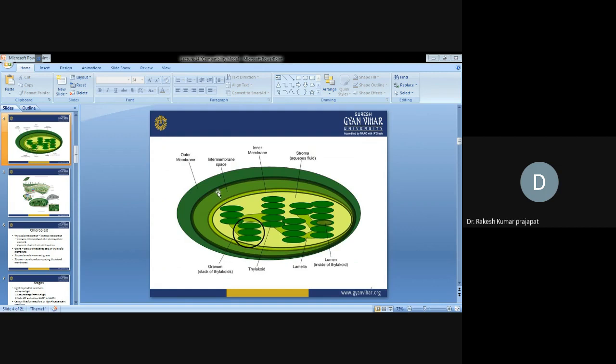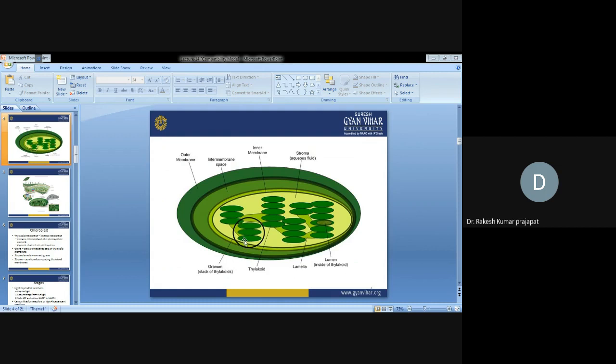Okay, intermembrane space. This is the stroma. So the stroma is the matrix, you can say. Stroma or matrix is a liquid fluid present in the space enclosed by the inner membrane. And you can see the grana, individual stacks, and a stack of thylakoids is known as granum.